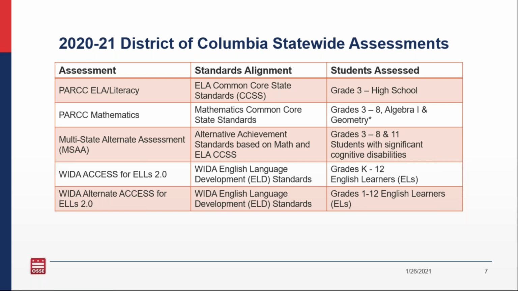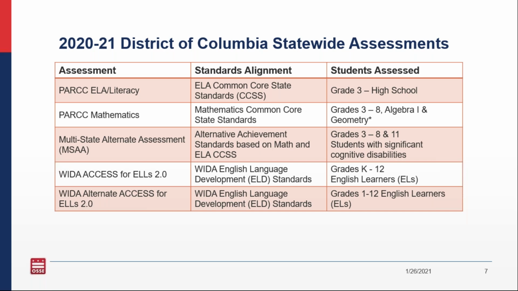So for school year 2021, we have the following assessments that will be administered in the District of Columbia. We have our PARCC ELA literacy assessment for students in grades 3 through high school, and they are aligned to Common Core state standards. We have our PARCC math assessment for students in grades 3 through 8, Algebra 1, and Algebra 2. Some students who took advanced math in middle school may be required to take Algebra 2 in high school. The integrated pathway is still available.